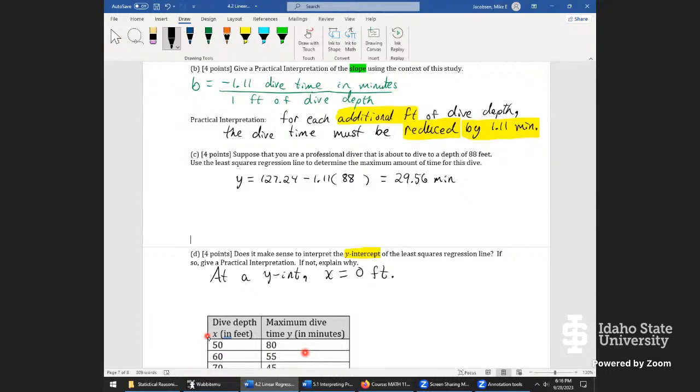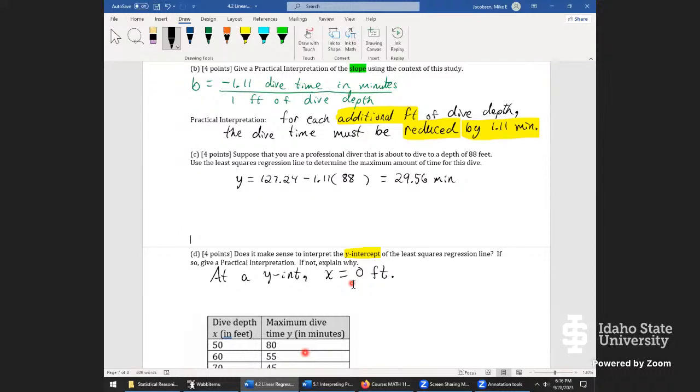I agree with the no on this one. Imagine you are a professional diver and you're trying to tune your clock to determine how long you should dive for a dive that is 0 feet. Well, that would mean once you go to dive, you're just going to smash your head into the ground, right? There's no water to dive into.